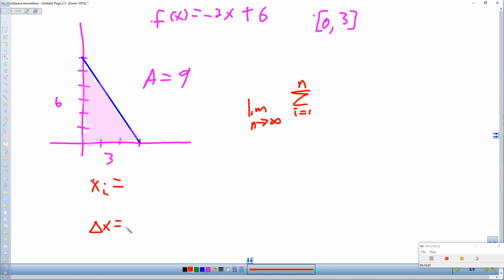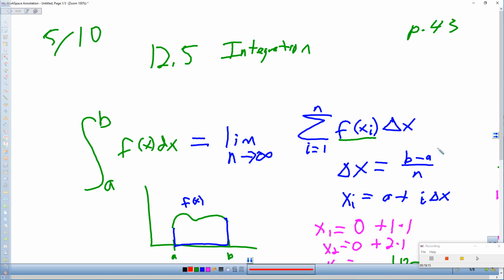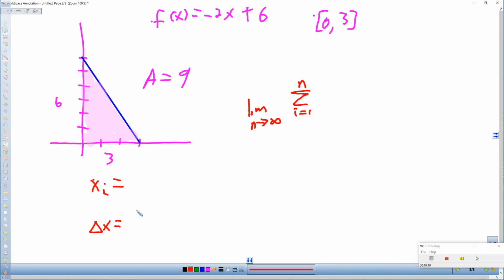Delta x might be what we want to do first. What is delta x equal to? B minus a over n. Yeah, right here. Delta x is b minus a over n. So 3 minus 0 over n, which is 3 over n.